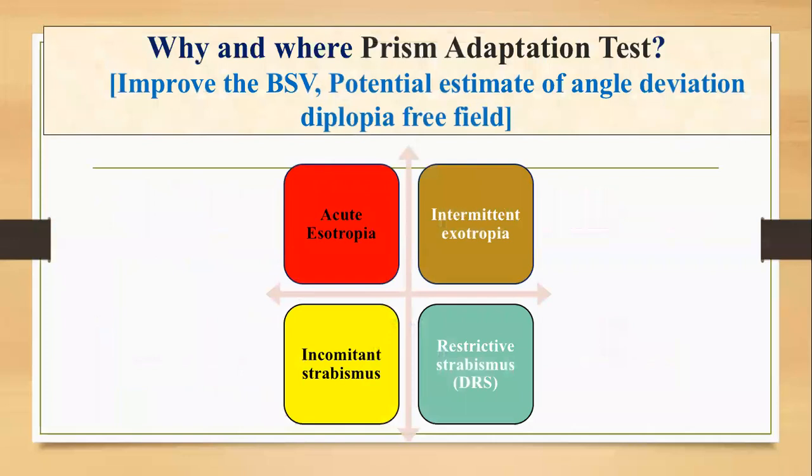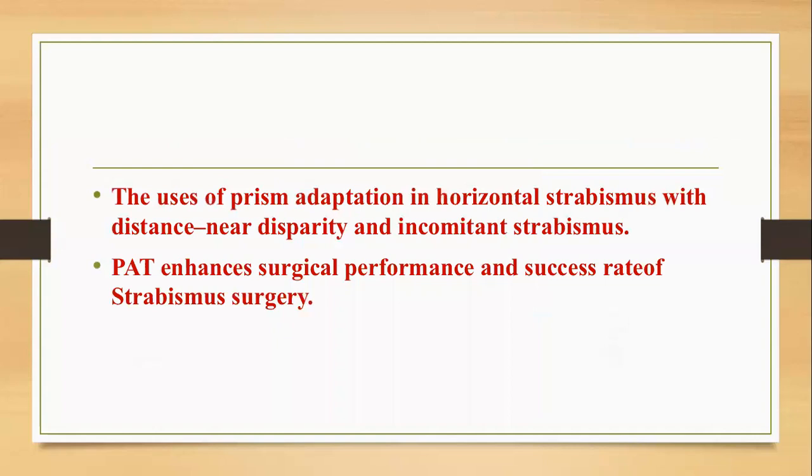So why and where is the Prism adaptation test done and needed? It is done to improve binocular single vision after surgery and to estimate the potential angle of deviation which could give a diplopia-free field postoperatively. It is most commonly used in acute onset esotropias, in intermittent exotropia, in concomitant strabismus, and in restrictive strabismus like DRS. The use of Prism adaptation in horizontal strabismus is done in distance near disparity and in concomitant strabismus.